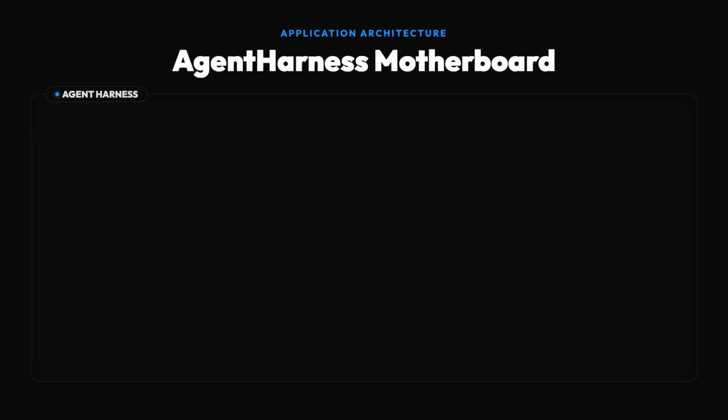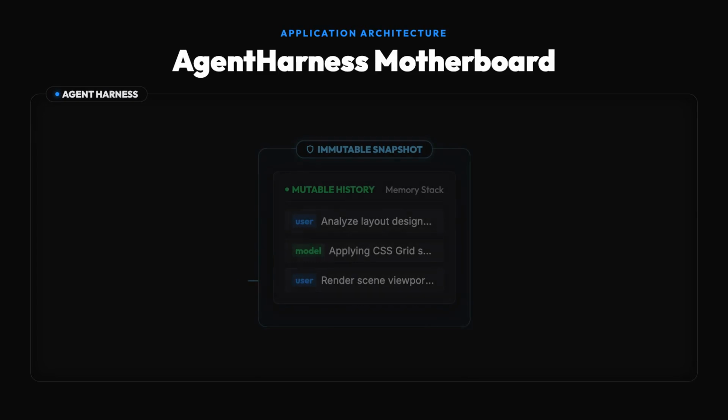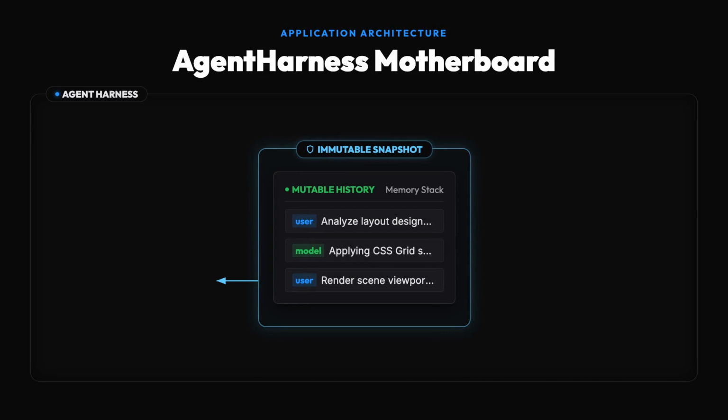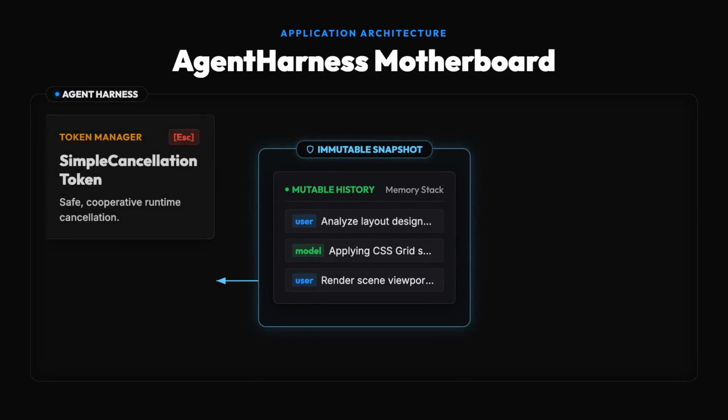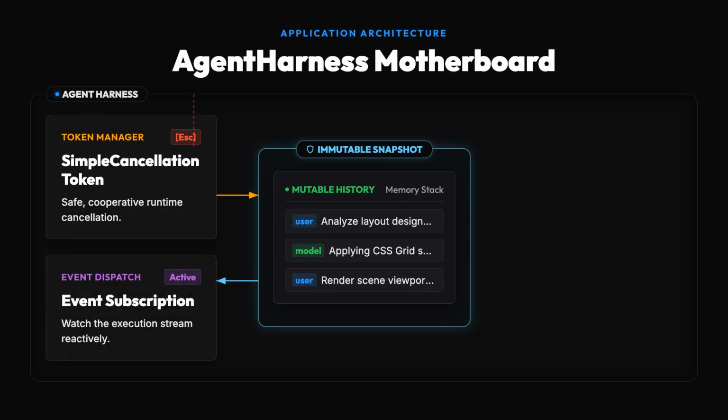While the pure loop is stateless, your application needs state. That is where Agent Harness comes in. It acts as the motherboard. It holds the mutable conversation history, but exposes it to the outside world as an immutable snapshot to prevent accidental edits. It manages a simple cancellation token for safe, cooperative runtime cancellation when a user presses escape.